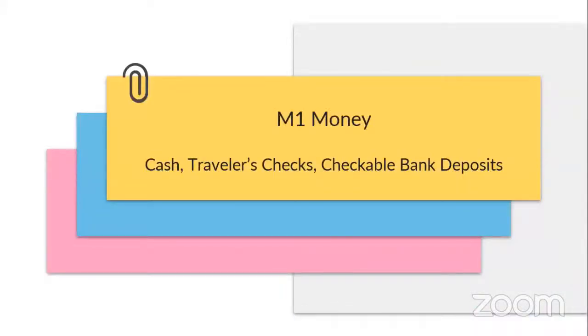But before we discuss the graph, let's talk about money. M1 money is the narrowest definition of money. This includes cash, traveler's checks, and checkable bank deposits. Money in checking accounts counts because it's used as a medium of transaction. With this definition in mind, we now understand that money is not just the cash in our wallets.